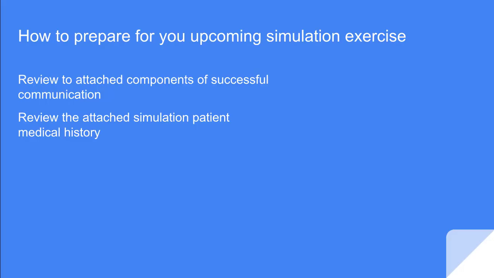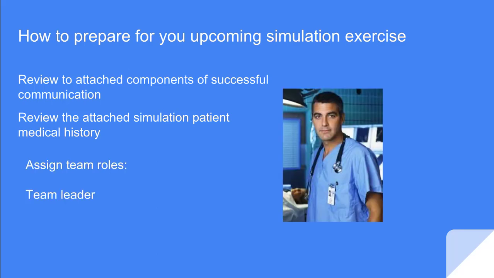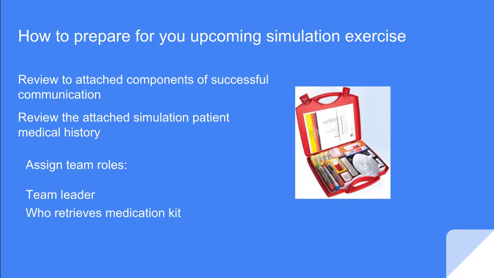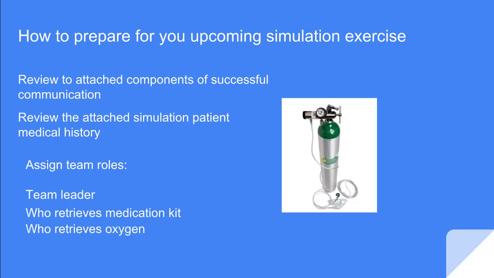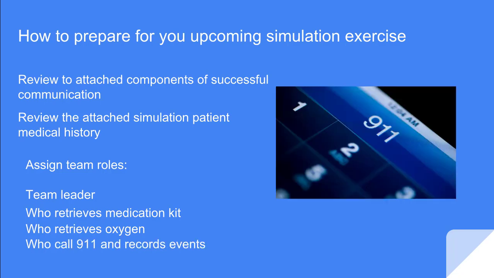So how do you prepare for your upcoming simulation exercise? First of all, you review the attached components of successful communication that follows this video. You read through that, think about how you can implement good communication in an emergency. There's also an attached simulation patient medical history. You want to print that out and review it with your office. We want to assign a team leader. Make sure you know who the person in charge of any type of event is going to be. We want to know who retrieves the medication kit. We would assign somebody to do that. Who's going to go get supplemental oxygen if we feel that's necessary. Who's going to call 911 and record any events. These are all important parts that we want to have put together and ready for the simulation course we're going to undertake.